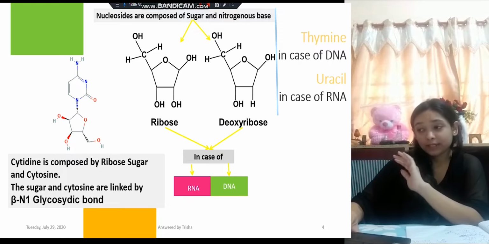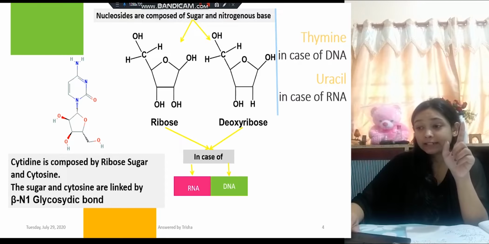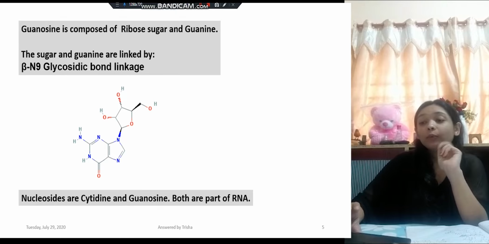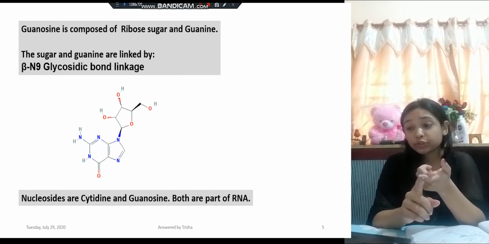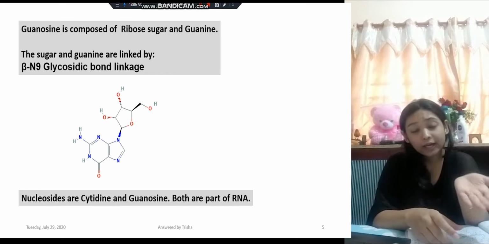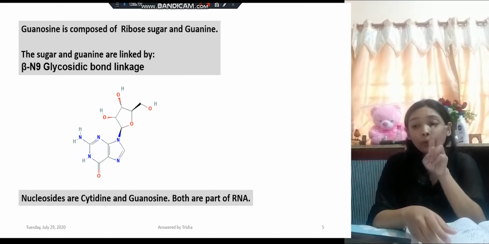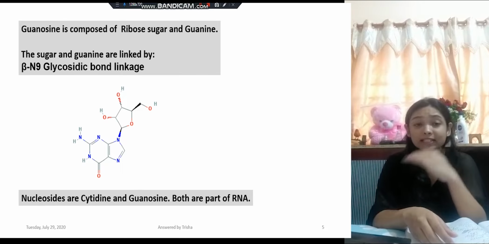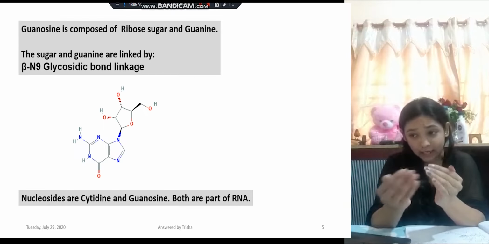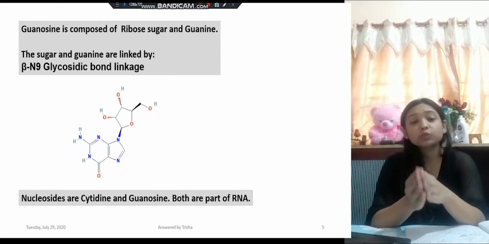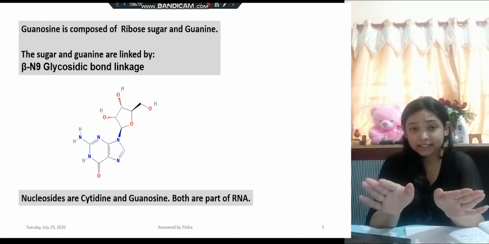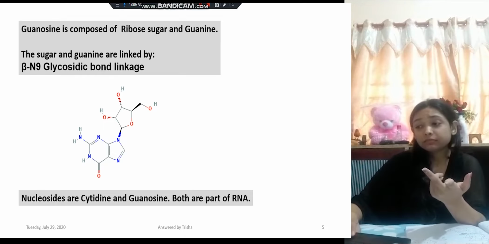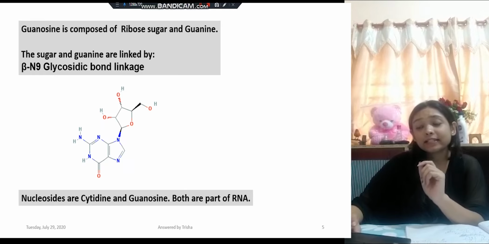So one nucleoside is clear. The other one is guanosine. Guanosine is composed of ribose sugar and guanine. Again, it is a part of RNA because it has ribose sugar in it. The bond between the sugar and the guanine is a beta N9 glycosidic linkage. Although understanding the linkages has nothing to do with the question, it is just to make things a bit clearer. Otherwise, the answer is simple: adenine, thymine, uracil and cytosine are the 4 nitrogenous bases, and cytidine and guanosine are the 2 nucleosides.